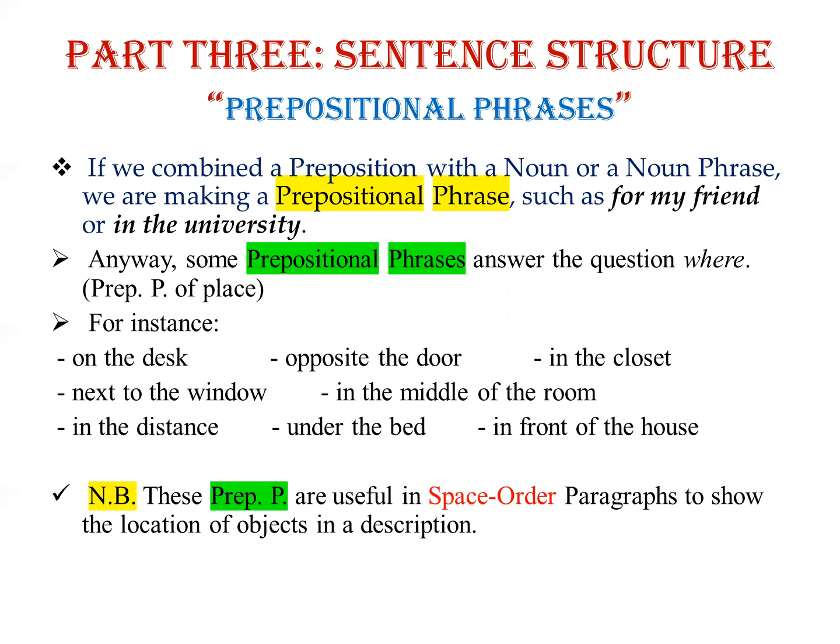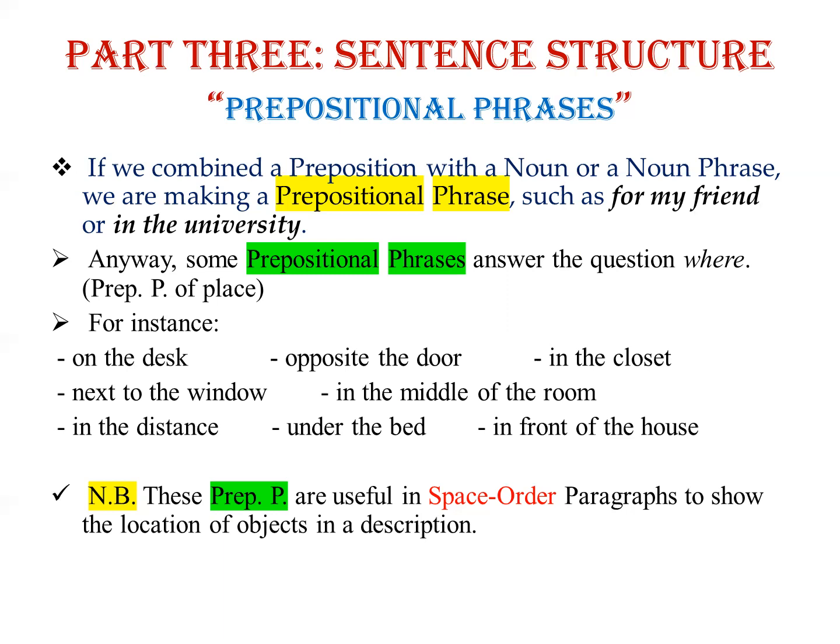And you must note also that all these prepositional phrases are combined of a preposition and a noun phrase, such as on, it is a preposition, and the desk is also a noun phrase. We have an article and a noun. Opposite the door, it is the same thing. In the middle of the room: in the middle is a prepositional phrase, and of the room is another prepositional phrase.